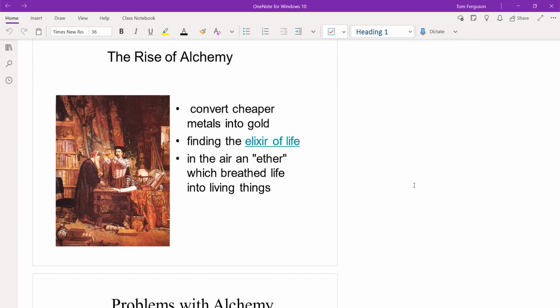Okay, so we had the alchemists running around, and they were trying to find things like the elixir of life. They had this concept of the ether, which breathed life into living things, but they weren't getting paid for that. They were getting paid to make cheap metals into gold.